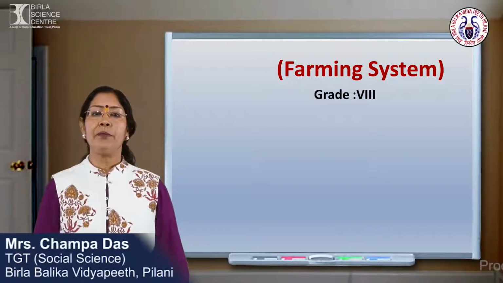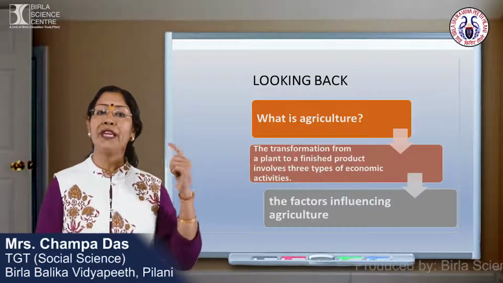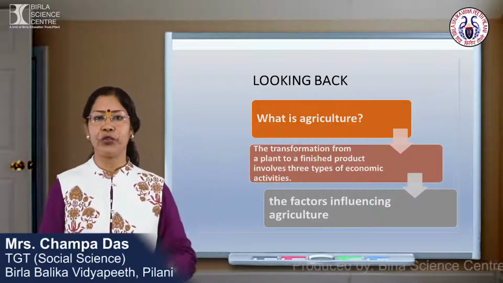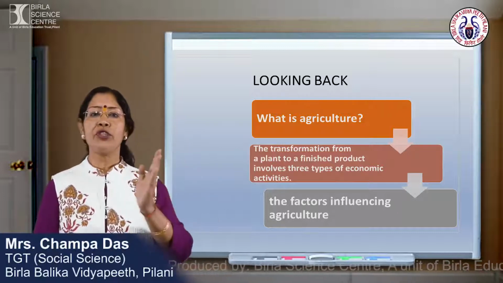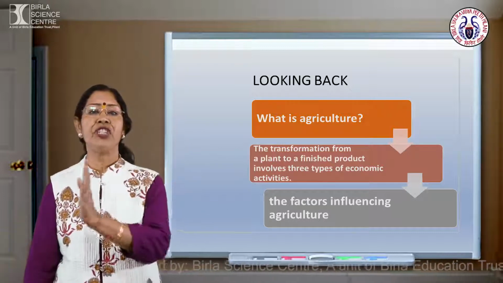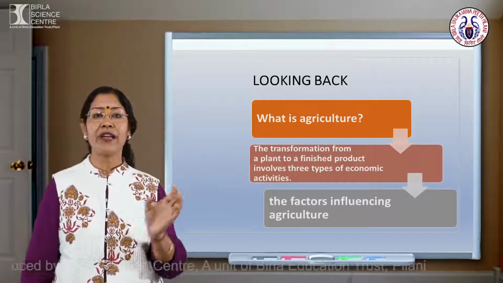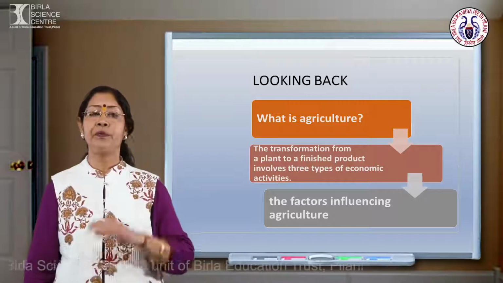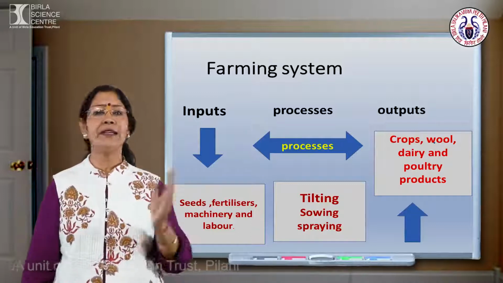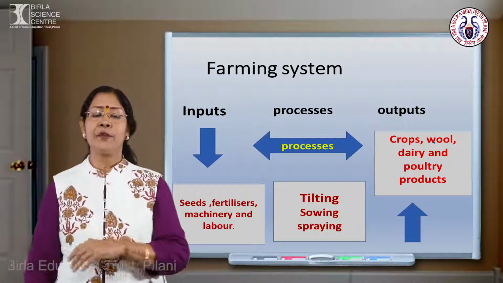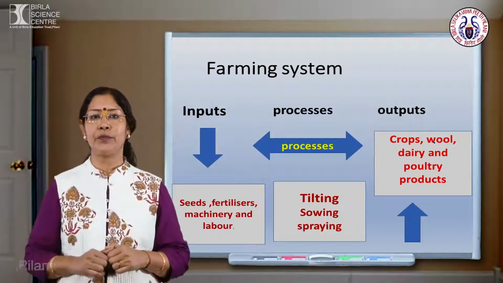Dear students, before we begin this lesson, let's look back and recall what we have learnt from our previous session. We have learnt what is agriculture, the transformation from a plant to finished product involves three types of economic activities and factors influencing agriculture. You all know agriculture, also known as farming, can be considered as a farming system. So let's understand about farming system in this session.